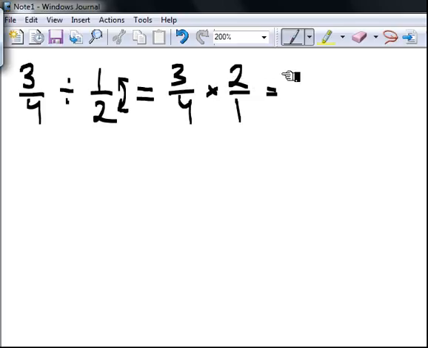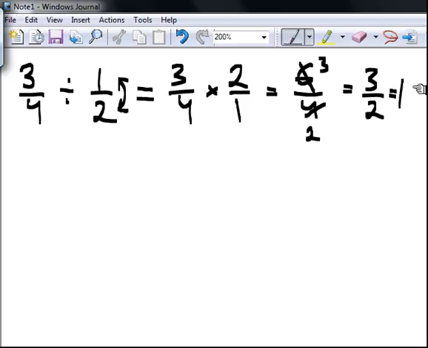3 times 2 is 6, 4 times 1 is 4, and of course we have a 2 here and a 2 here, so we're gonna have 3 left, and here we have 2 left, so 3/2. If we would like to write this as a mixed number, we can write it as 1 whole and 1/2.